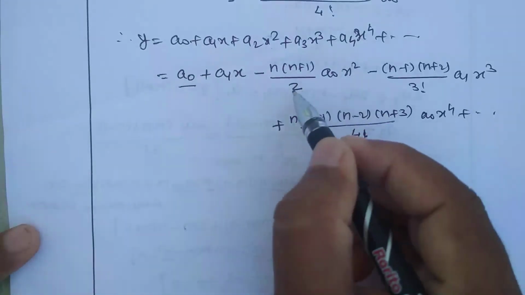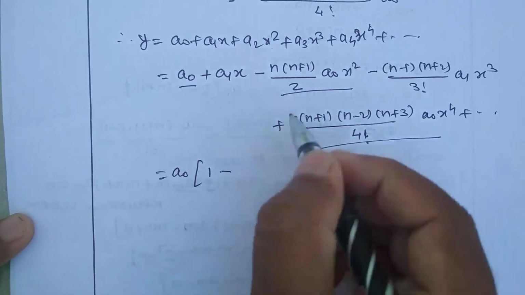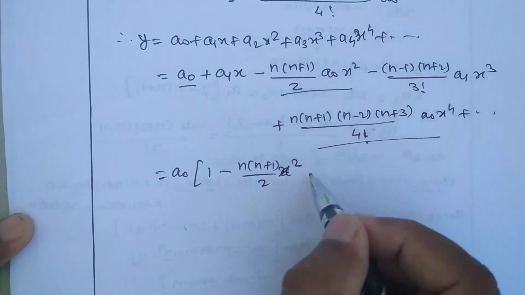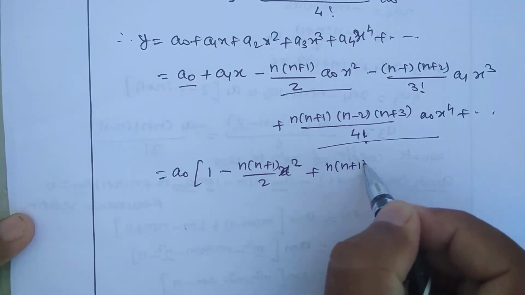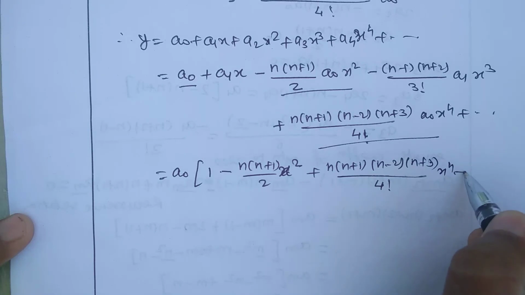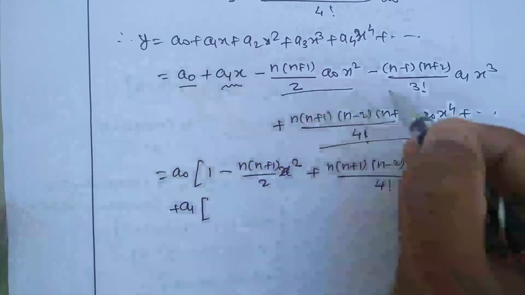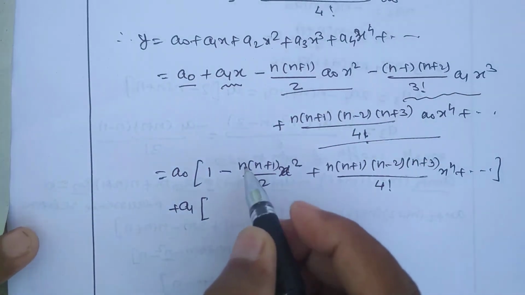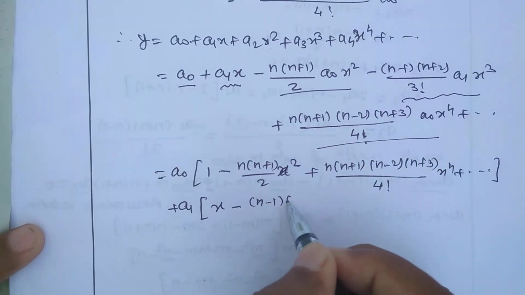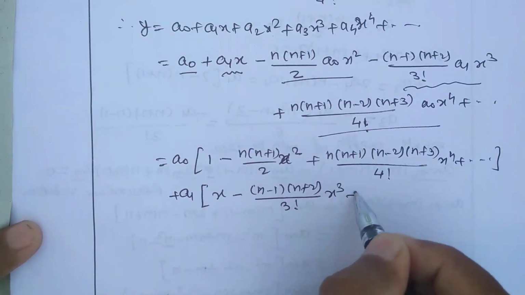Now collecting the terms of a0, so what will you get? a0 common, 1 minus n into n plus 1 upon 2 times x square, and this term plus n into n plus 1 n minus 2 n plus 3 upon 4 factorial x raised to 4 plus dot dot dot, plus collecting the terms of a1. So this is term of a1, this is also the term of a1. So you will get x minus n minus 1 n plus 2 upon 3 factorial into x cube plus dot dot dot.